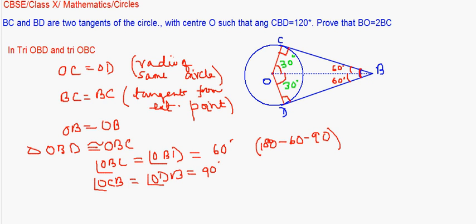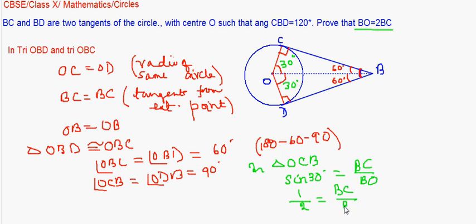Now, because we have to show that BO equals twice BC, look at the triangle OBC. I'll apply trigonometry to show that. In triangle OCB, that's a right angle triangle, sine 30 is equal to BC by BO. If you recall, it is perpendicular by the hypotenuse. Now sine 30 is 1 by 2, that equals BC by BO. So BO is equal to, cross multiplied, twice of BC. I hope you got this correct, so you followed it properly as well.